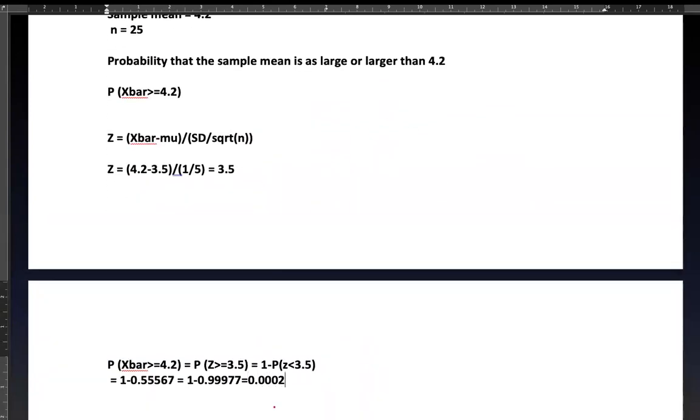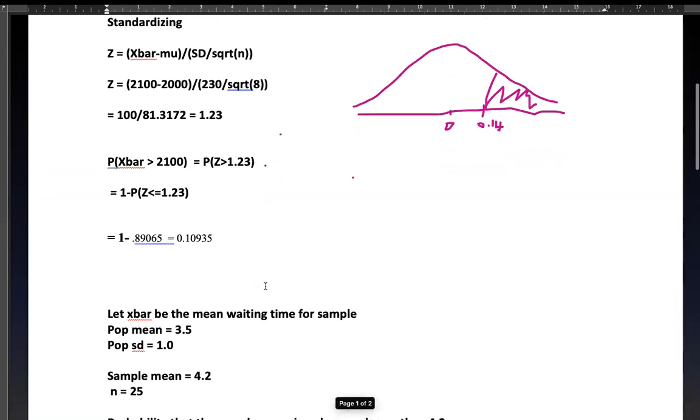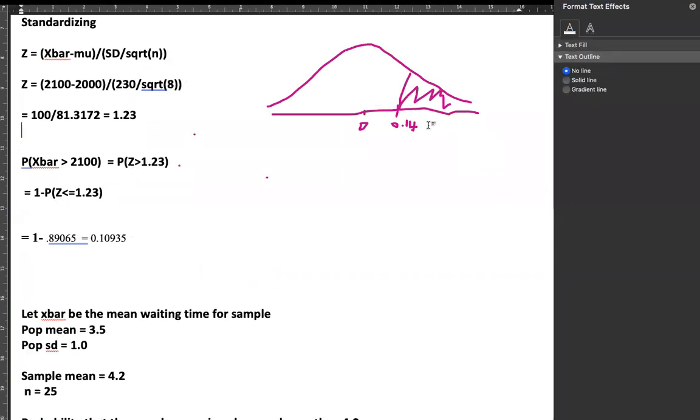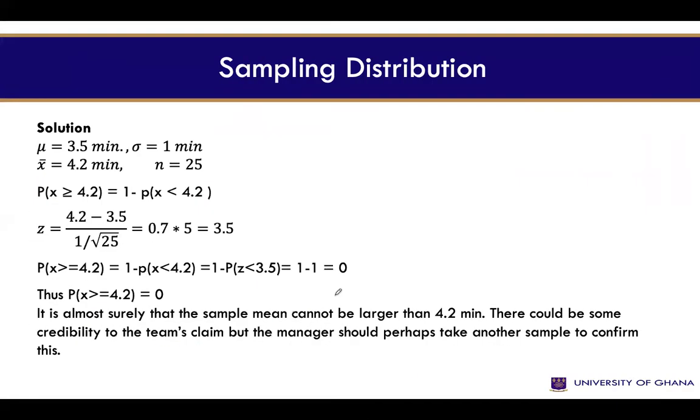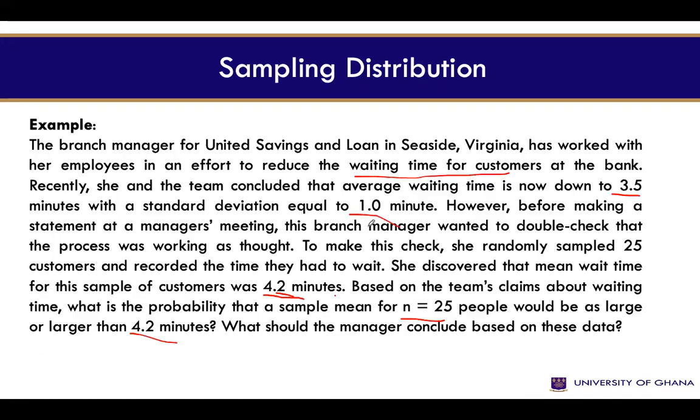0.00023. Okay, so this is not 0.14, please. This is 3.5, right? This is 3.5. So let's take note of that. Okay, thank you so much for helping us. So that is basically what we have.